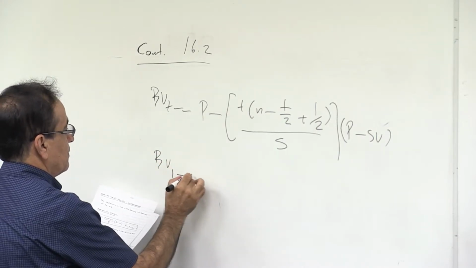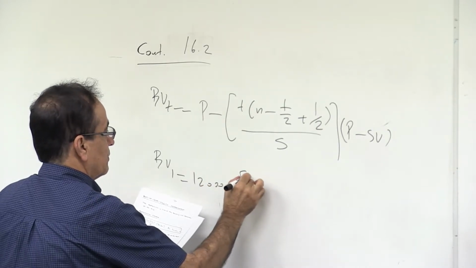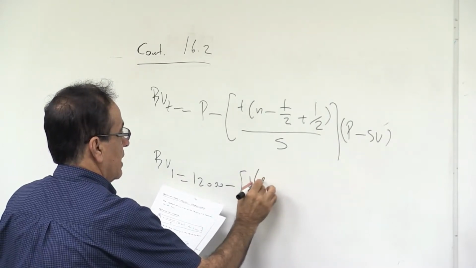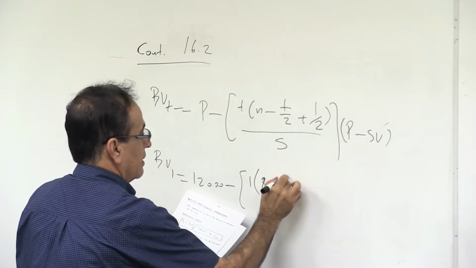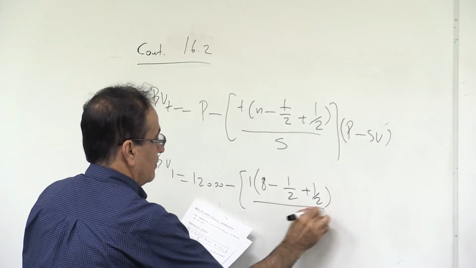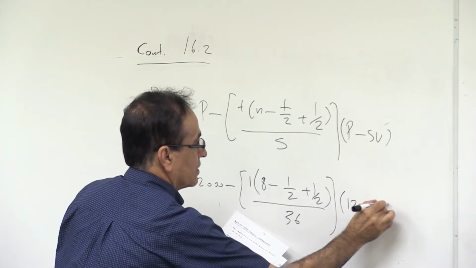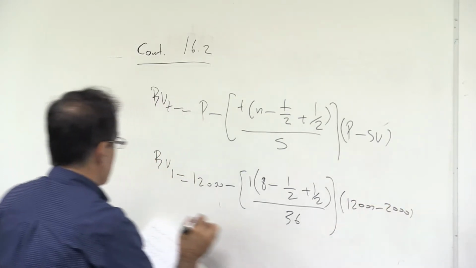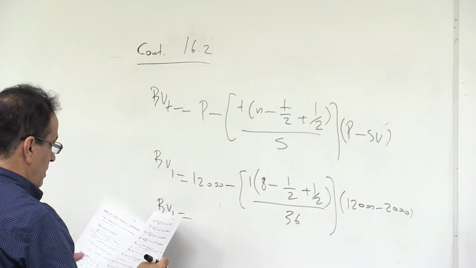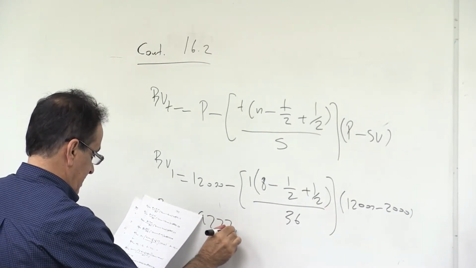So year 1 is going to be 12,000 minus T, which for the first year is 1, times N, which is 8, and T is equal to 1/2 plus 1/2 divided by 36, times 12,000 minus 2,000. So that will give you the book value of 9,777.78.